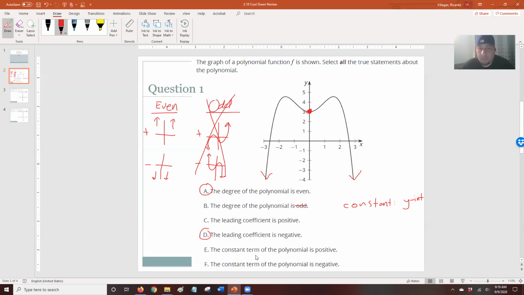The constant term, which you should know already, is basically the term at the very end of the polynomial with no x value. So whatever number is over here would be considered a constant term. In this case, since it's passing the y-axis at positive 3, we know that this would have been a 3, and it is a positive number and not a negative number. So that's how you do question number 1.